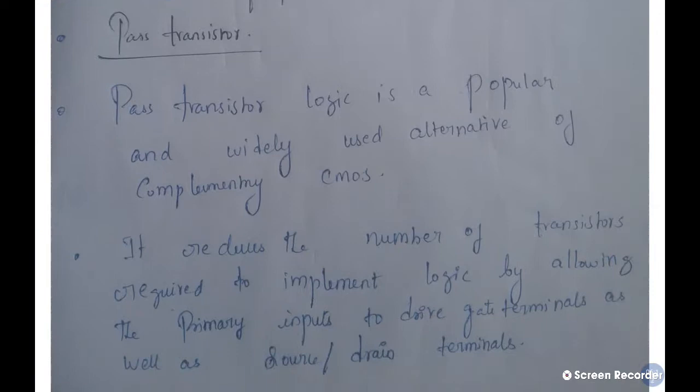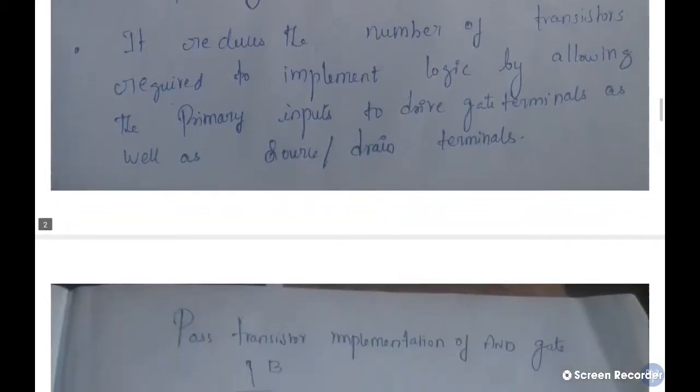It is not giving you the direct output. Only the complementary outputs are given in the complementary CMOS circuits. But in pass transistor logic, you can obtain the direct functions like AND or the basic logic gates. Okay, so that is what we are going to see now.